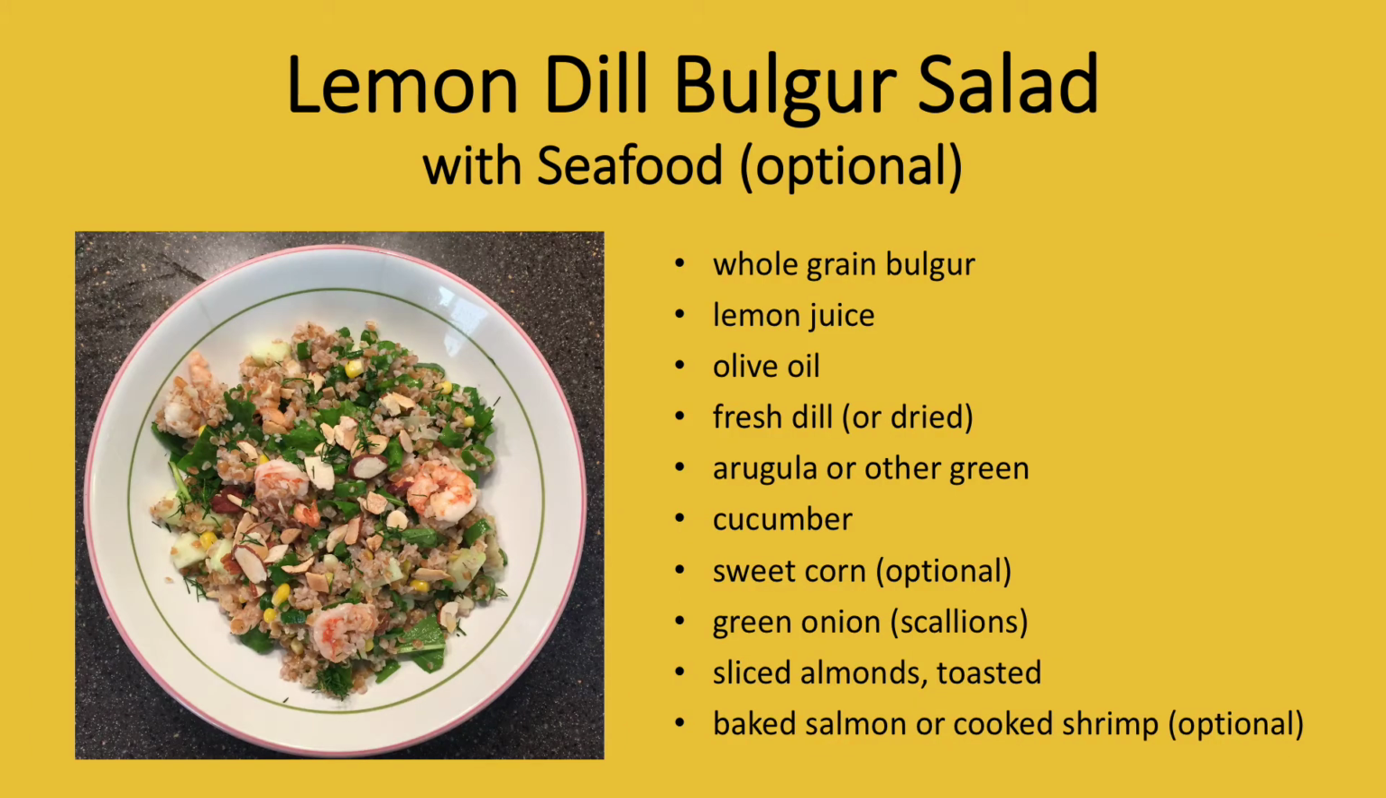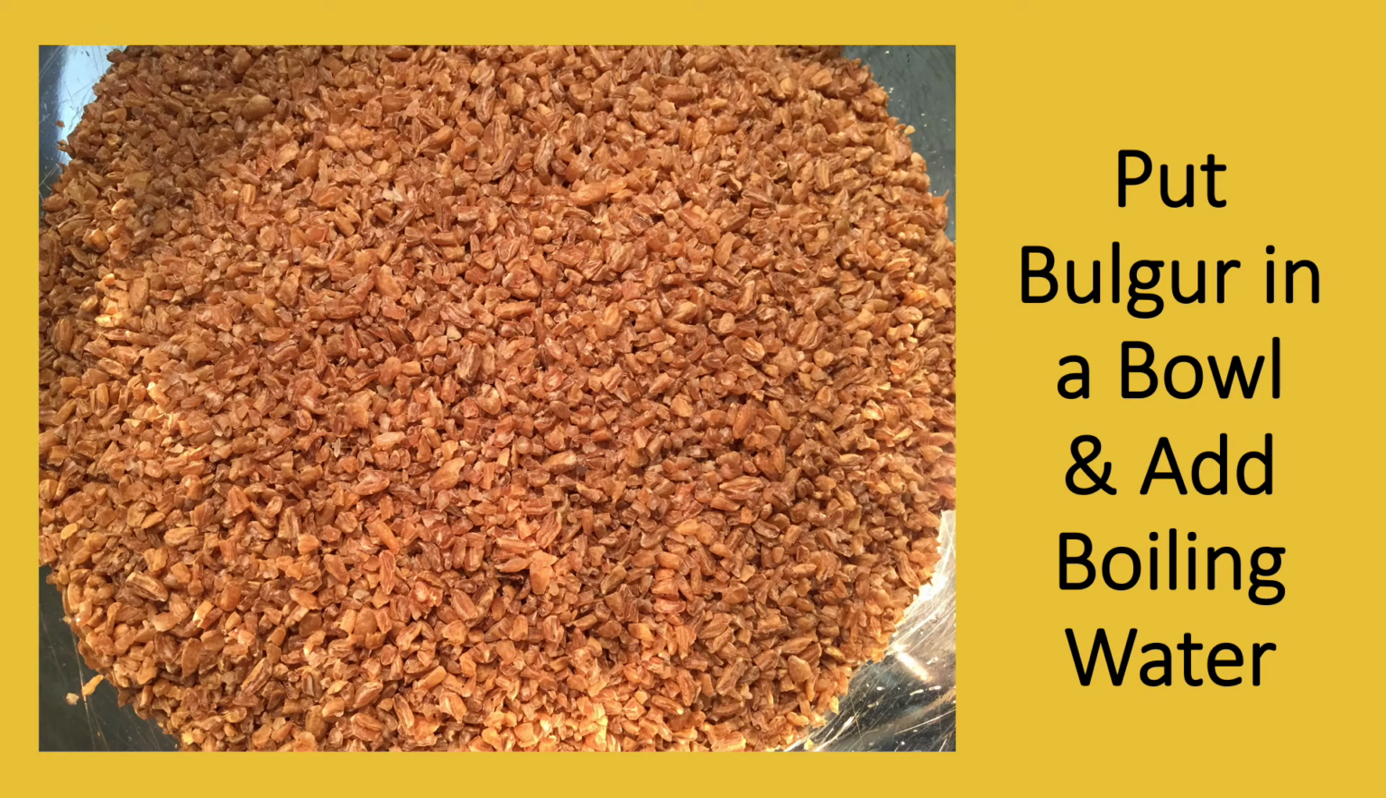Bulgur is a whole grain I cook with a lot. It's especially easy to cook because you simply put the grain in a bowl or pan, add boiling water, cover it, and let it sit. This refreshing salad with lemon and dill is a great side, but can also become a one-dish meal with the addition of shrimp or other seafood. I like using red whole grain bulgur.